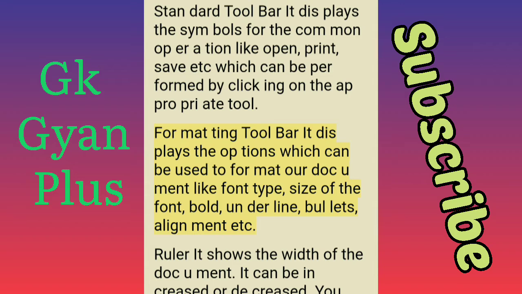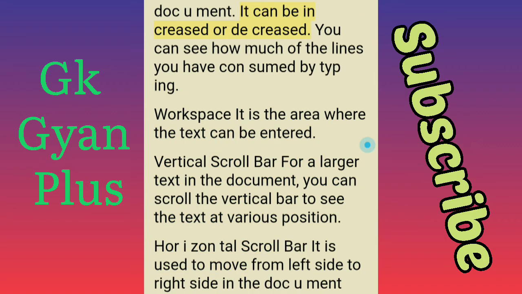Formatting toolbar. It displays the options which can be used to format our document like font type, size of the font, bold, underline, bullets, alignment etc. Ruler. It shows the width of the document. It can be increased or decreased. You can see how much of the lines you have consumed by typing.